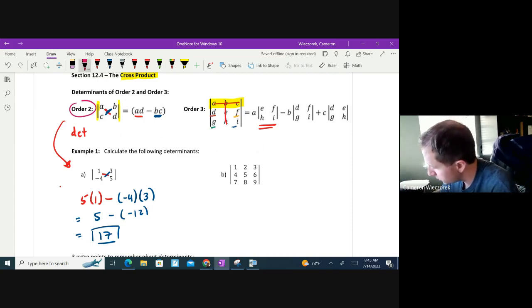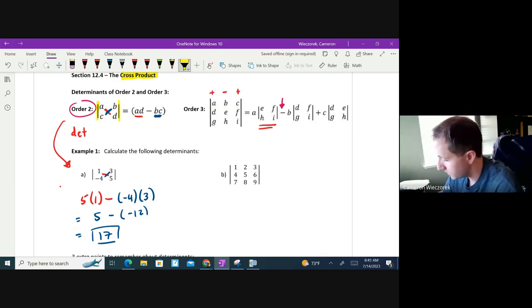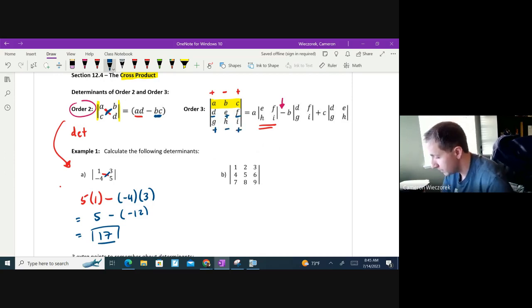The only thing that changes is when you do that middle term, you make sure that you change the sign and you subtract. Every time we do this, we're going to alternate signs. So the first time it's going to be positive, then it's going to be negative, then it's going to be back to positive. If you were using a different row to do this, it would then go negative, positive, negative, and then it would go back to positive, negative, positive. And you can fix a column instead of a row if you want, but most of the time we're just going to use the top row. Okay, so I switch the sign on the middle one, minus B times that determinant.